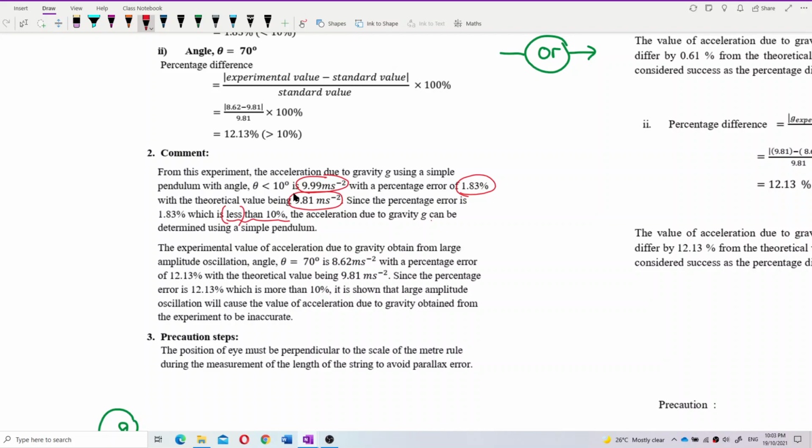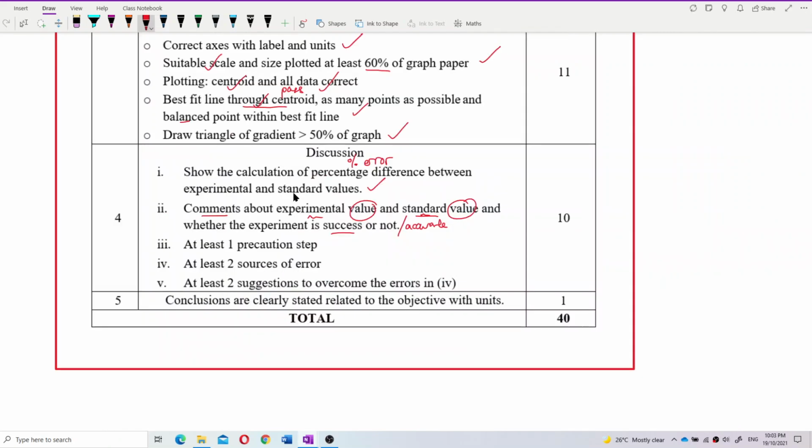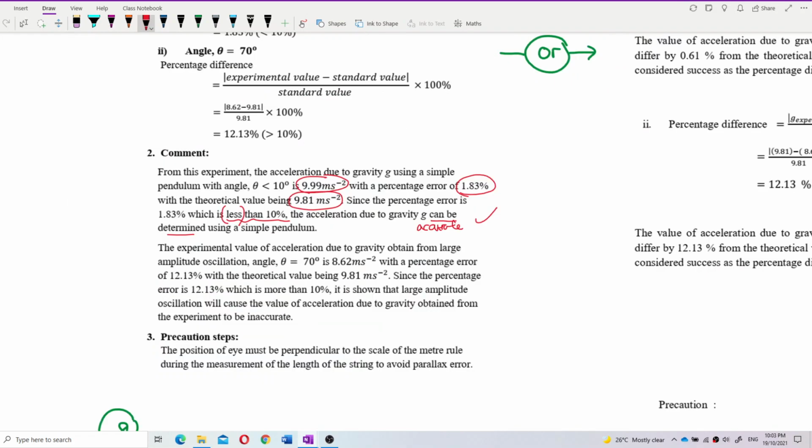So it can be determined, or you can say accurate. Good, he has everything. Good. He has the second part also. He gives the experimental value. You see the experimental values are all to 2 decimal places and with SI units. Understand? Must have 2 decimal places and SI units everywhere.